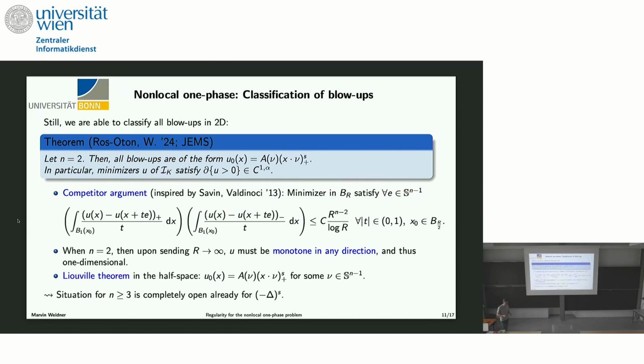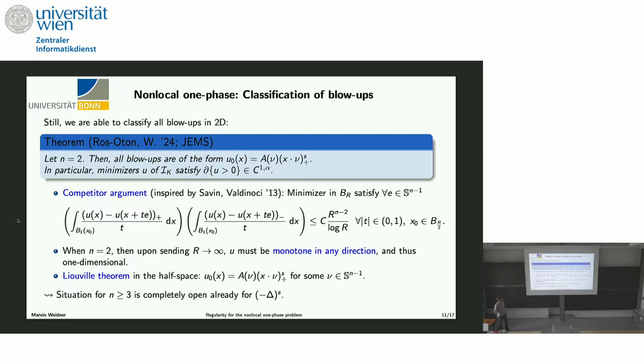As I said before, we don't have any monotonicity formulas, which makes the classification of blowups in general very hard. But at least in 2 dimensions, we can bypass monotonicity formulas and prove that every blowup is actually this one-dimensional one, and therefore the free boundary is C1 alpha in 2 dimensions always, for all of these kernels that we consider.